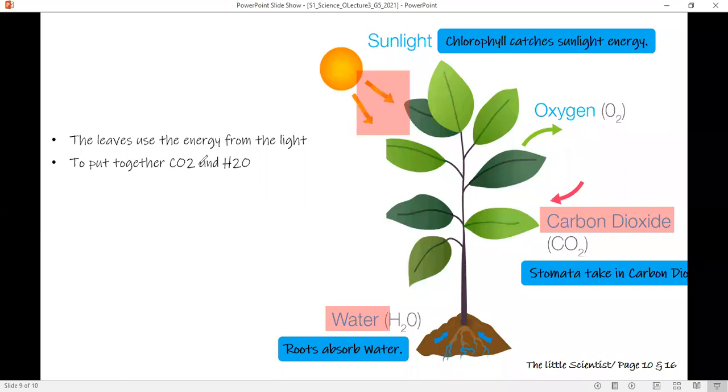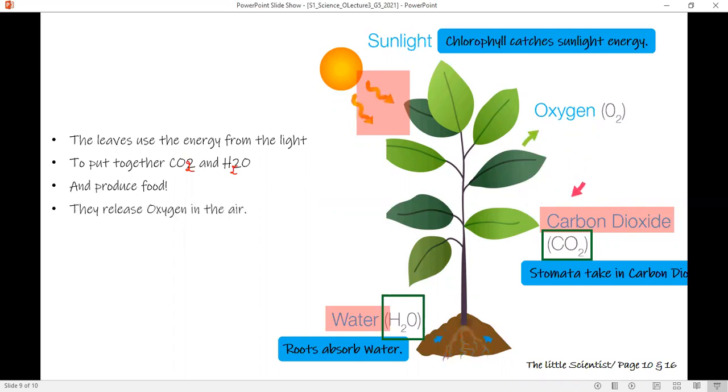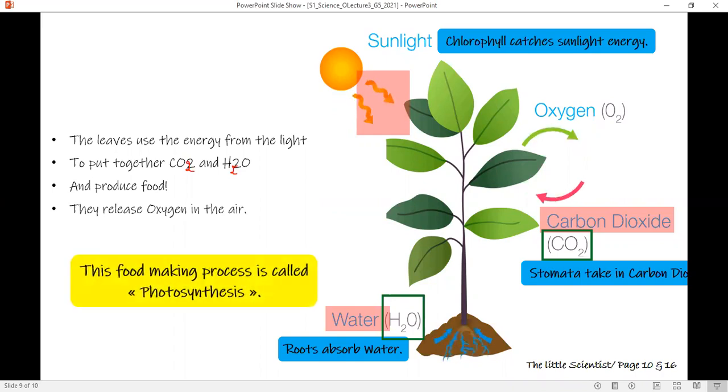Always remember, when we want to write CO2, we must have a small 2 next to the O. Same case for the H2O. H2O, small 2. Look at the figure. Look at the diagram. H2O, written this way, CO2. So the plant combines CO2 and H2O together using sunlight energy to produce food and to release oxygen in the air. This food making process is called photosynthesis.